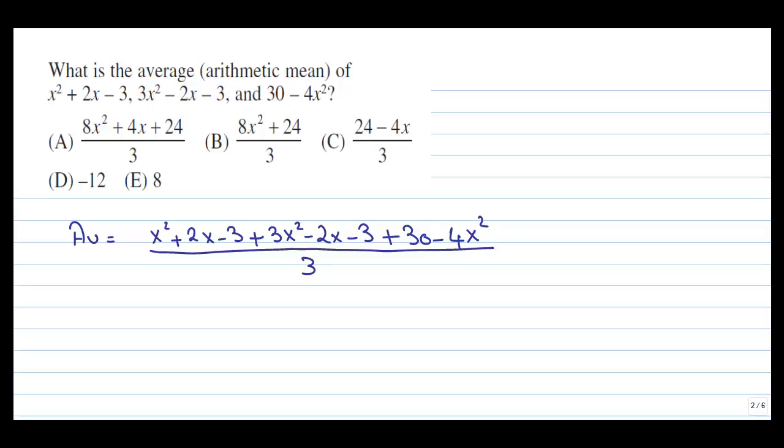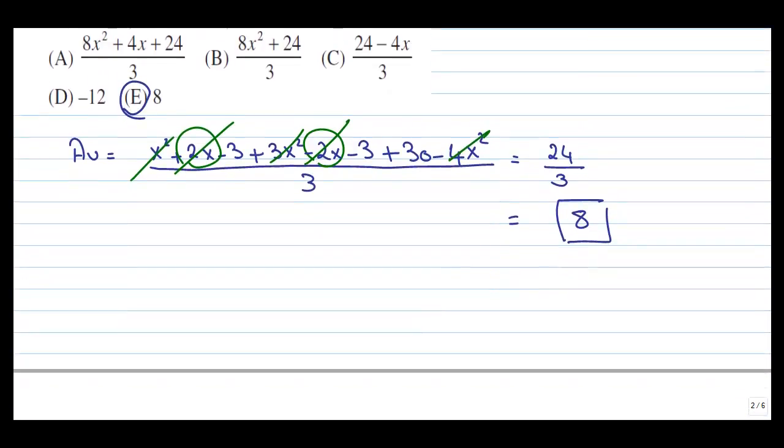And when you add, make sure you add the like terms. So we have x squared here. You add all the terms in x squared. So I have x squared and 3x squared and minus 4x squared. They cancel out. When you add them, you end up with 0. Then we have the terms in x. They will also cancel out because we have negative 2 and plus 2. Then we have the constants, negative 3 plus 30. So the answer will be 24 over 3. It's very simple. So the final answer is 8, and that's choice E.